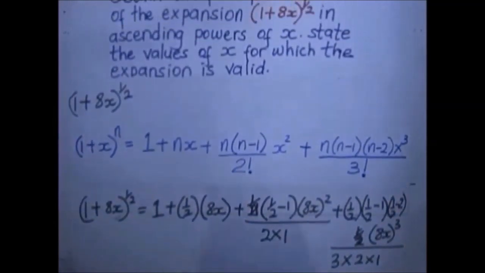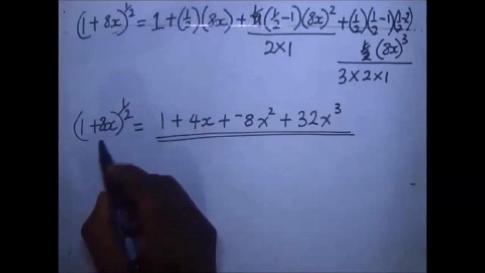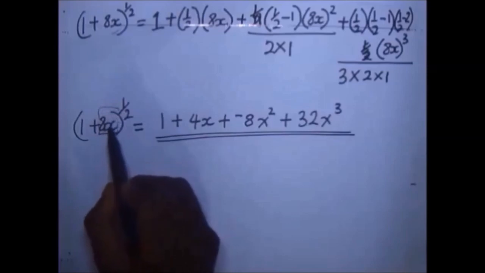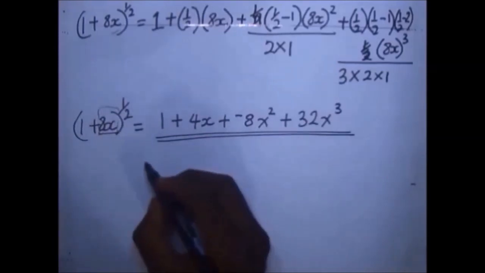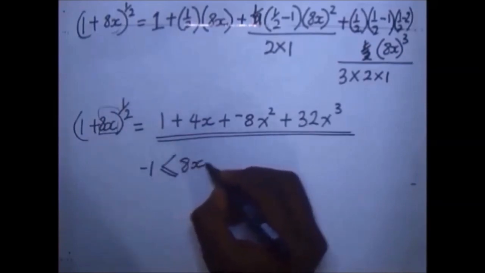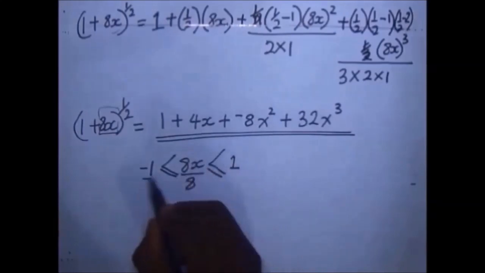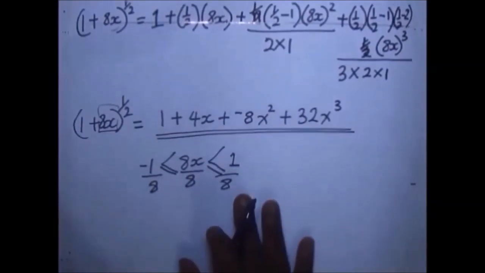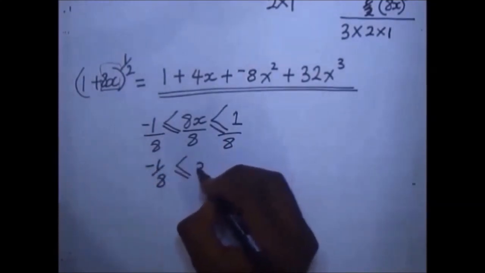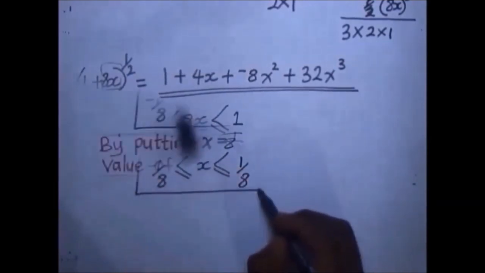They're asking us to state the values of x for which the expansion we are talking about is valid. So the values of x should range between negative 1 and 1 for whatever is in part b. So here it's going to be negative 1 is less than or equal to 8x, which is less than or equal to 1. If we divide through by 8, we shall end up with negative 1 over 8 is less than or equal to x is less than or equal to 1 over 8.